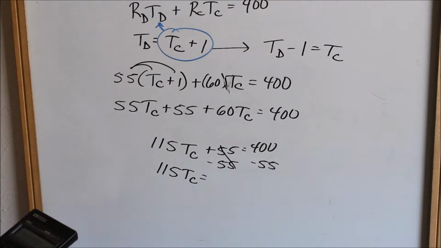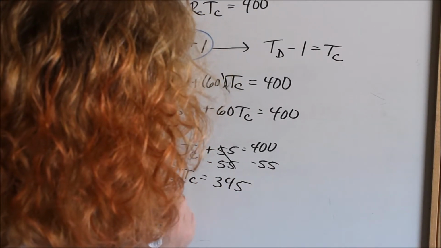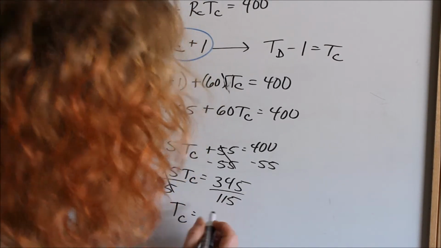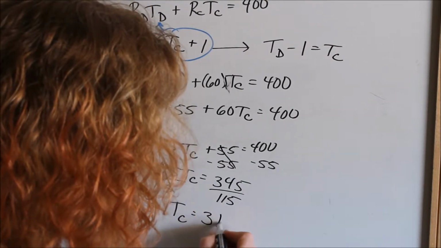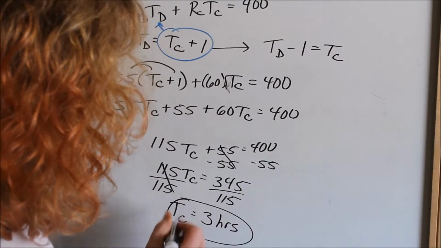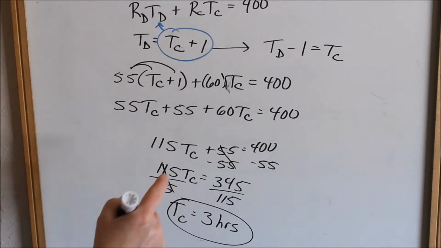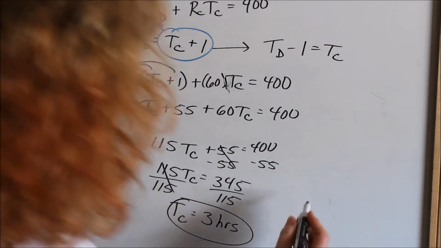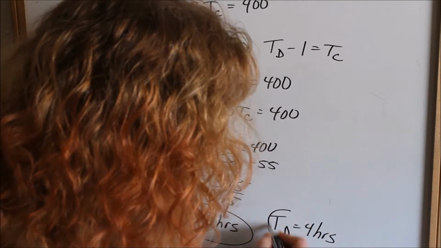400 minus 55 is 345. Divide both sides by 115. And Chris's time is going to be 3 hours, because this one says, how long did it take his time. So if it took Chris 3 hours, how long did it take Dan? Remember, it took Dan 1 more hour longer because he left an hour earlier. So then Dan's time should be 4 hours. That's how long it took him.